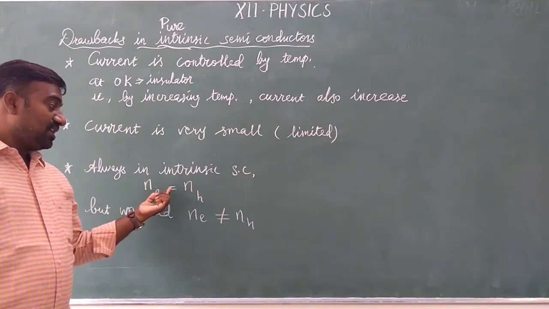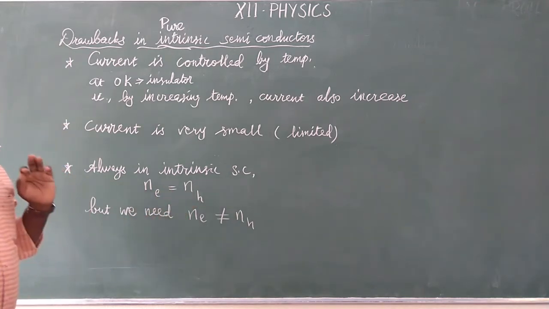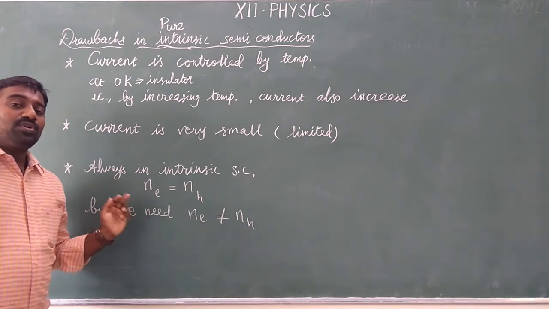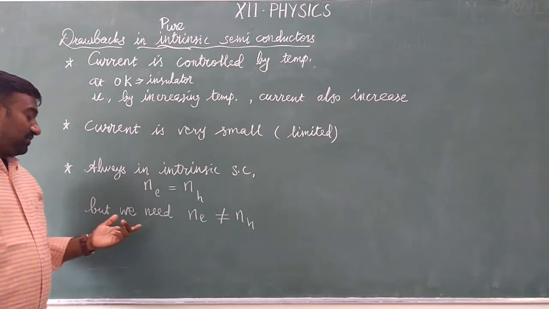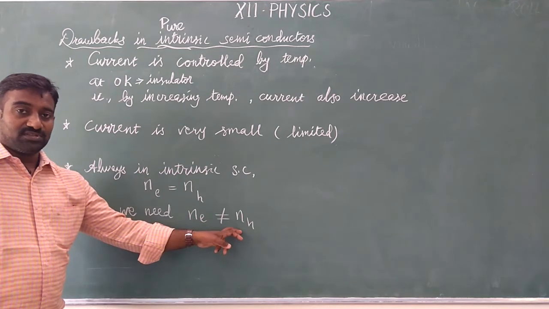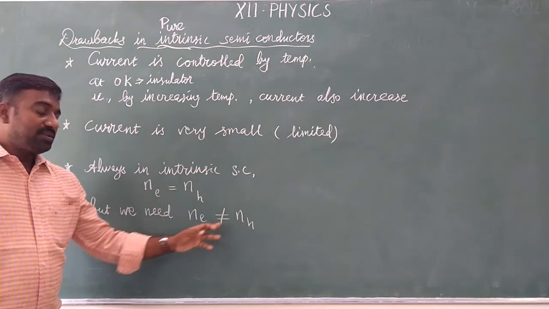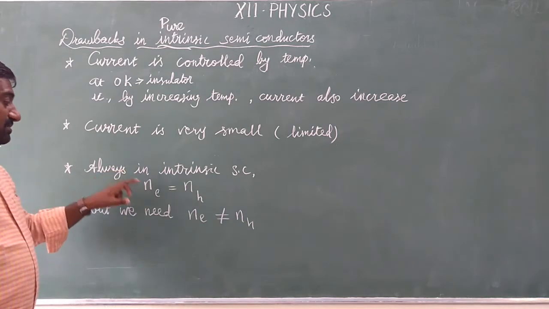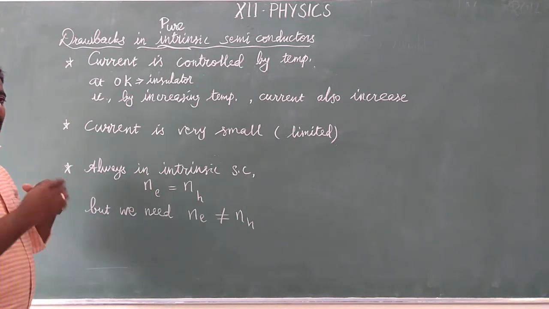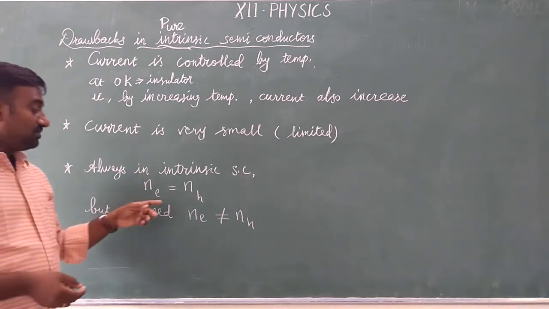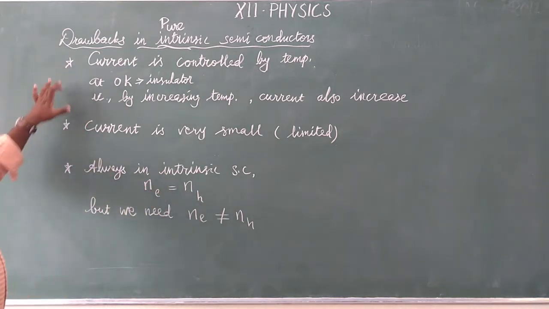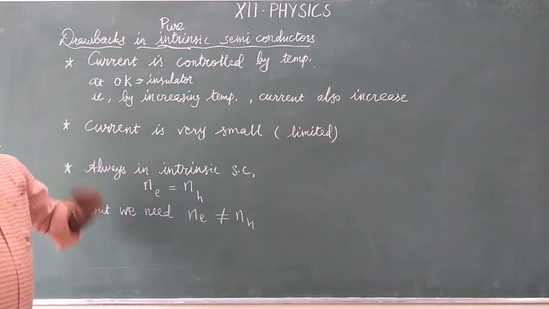Third one, in an intrinsic semiconductor, the number of holes is always equal to the number of electrons. But for the best conductivity in a semiconductor, either the electron number should be more or the hole number should be more. So for the best result, the number of electrons should not be equal to the number of holes. But in intrinsic semiconductor, however many holes are produced, that many electrons are also there. So the number of holes and the number of electrons will be equal in intrinsic semiconductor. This is another drawback.